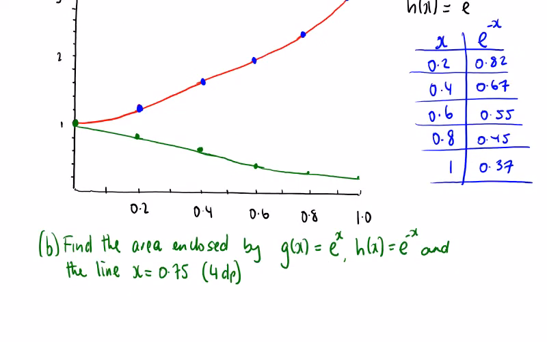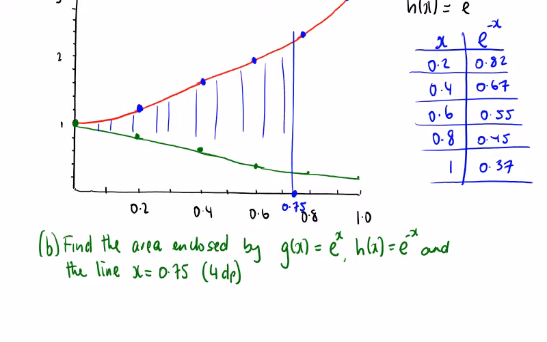Part B, you're asked to find the area enclosed by g of x, h of x, and the line x is equal to 0.75. So let me put that line on, try and do a straight line. Straight-ish. So this is 0.75. So we're looking for the area in here. So we know we're going to be using integration between 2 points, between here at 0 and here at 0.75.